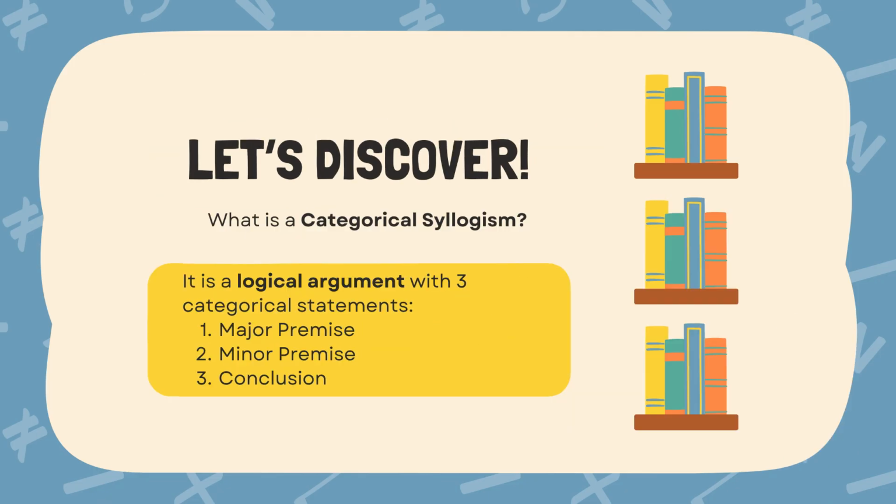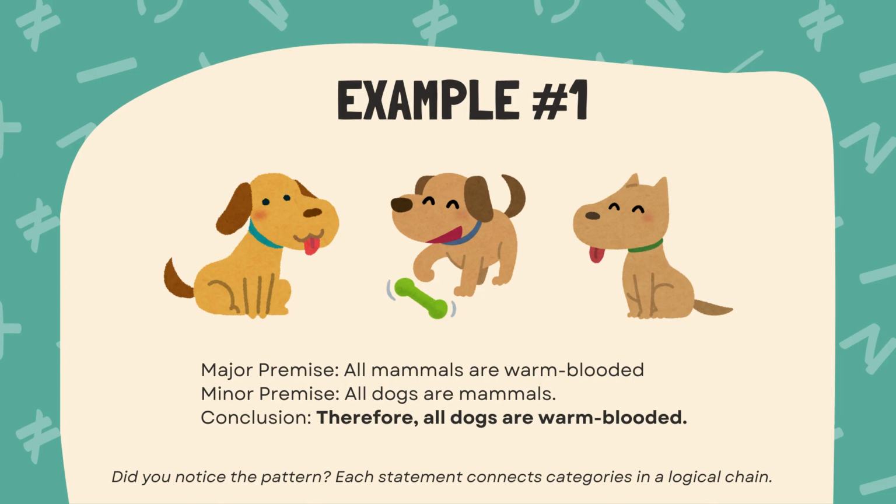A categorical syllogism is a type of logical argument that uses statements or propositions to reach a conclusion. It consists of three categorical propositions. First, the major premise. Second, the minor premise. And lastly, third is the conclusion. Each proposition makes a statement about categories or groups. A categorical syllogism follows a standard structure. Here are 5 examples of the structure of categorical syllogism.